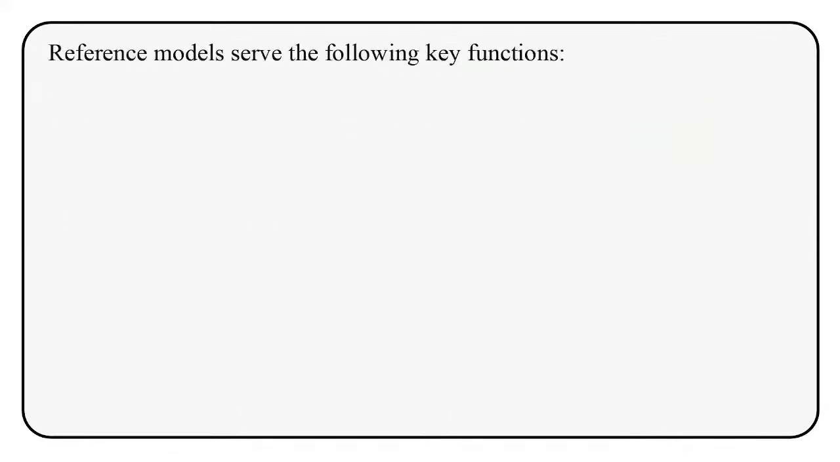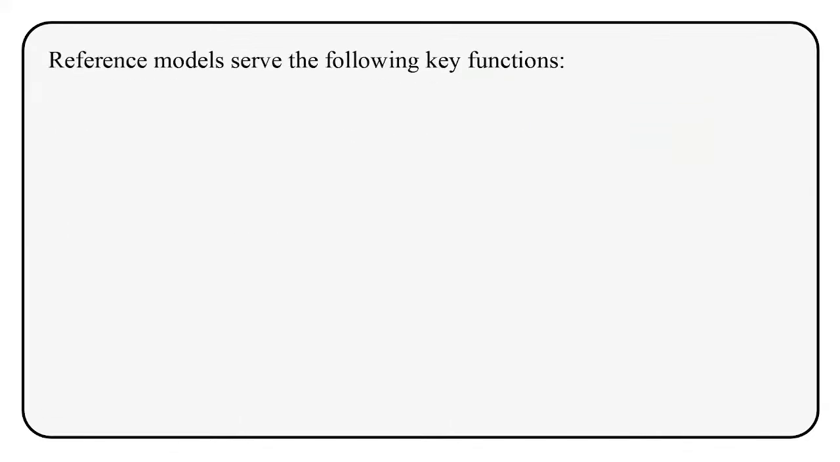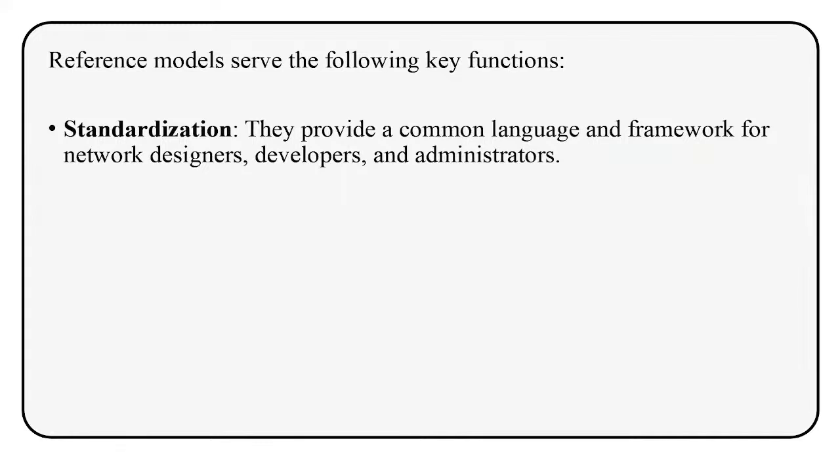So simply, the reference model serves the following key points. The OSI reference model is simply the Open System Interconnection model. And there are different functionalities. The first one is standardization. They provide a common language and framework for network designers, developers, and administrators. So all the people who are connected to the network, who are actually working on the network, will be able to understand what the language is, and according to that everybody will be working.